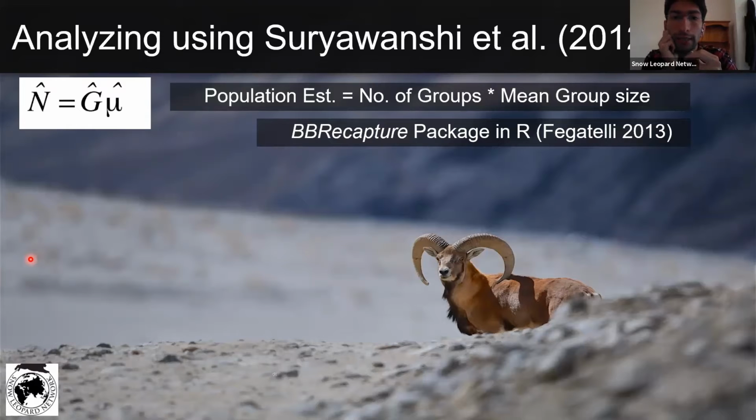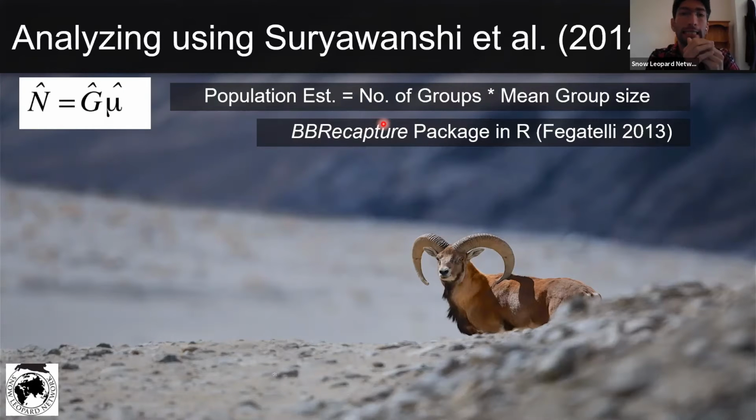Basically, what we use is the BBRecapture package in R. BBR here really stands for Bayesian Behavioral Recaptures. So we're basically using a Bayesian approach to model some of these things. We're actually using a Bayesian approach to model the number of groups.